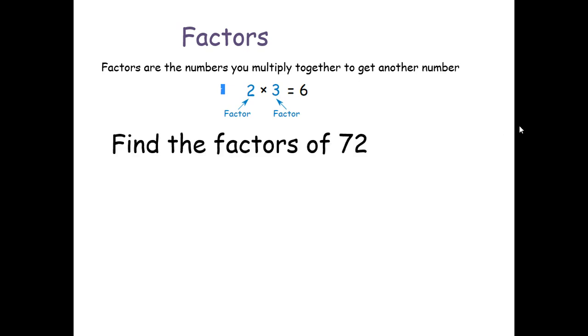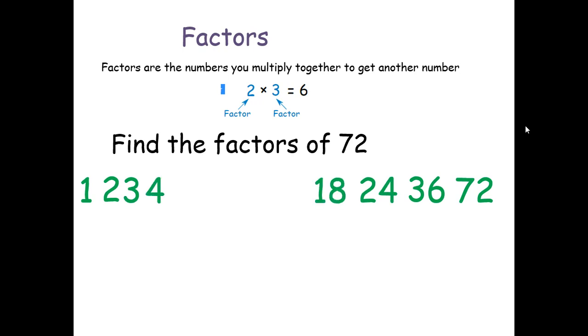So for example, find the factors of 72. You start with 1 times 72 is 72. Then we check 2, 2 works because it's 2 times 36. Then we try 72 divided by 3, you get 24, so 3 and 24. Divide by 4, it works, it's 4 and 18. 5 doesn't work, it doesn't end in a 0 or a 5. Then it's in the 6 times table, so it's 6 times 12.